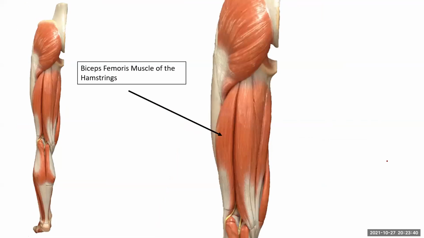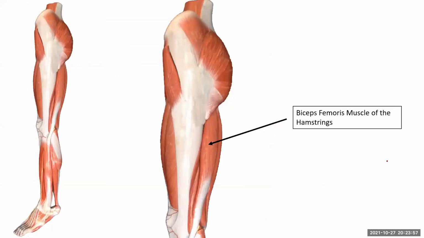All right, on to the posterior compartment of the thigh. Hamstrings. We have 3 hamstrings. The most lateral is the biceps femoris. It has 2 heads, a short and a long. All right, so the most lateral is the biceps femoris muscle. Now we're going to move more medial. All right, well, oops, let me show you the biceps femoris from the lateral view.